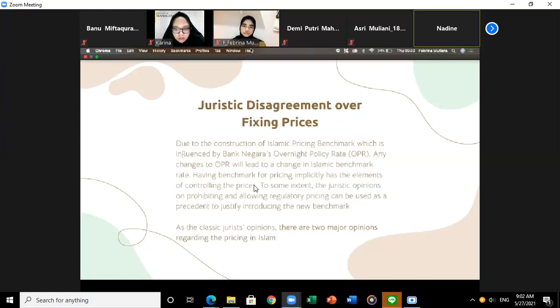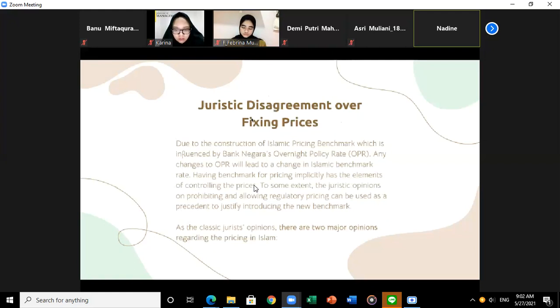Juristic disagreement over fixing price. Due to the construction of Islamic pricing benchmark, which is influenced by OPR, any change to OPR will lead to a change in Islamic benchmark rate. Having a benchmark for pricing implicitly has the elements of controlling the price. To some extent, the juristic opinions on prohibiting and allowing regulatory pricing can be used as precedents to justify introducing the new benchmark. As in the classic jurist opinions, there are two major avenues regarding the price.